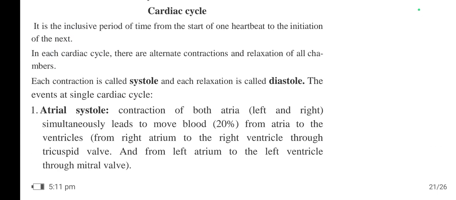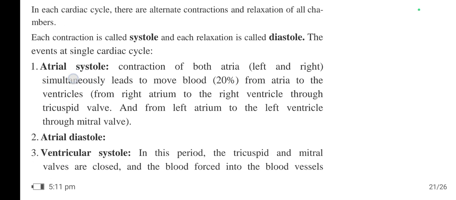What is cardiac cycle? It is the inclusive period of time from the start of one heartbeat to initiation of the next. In each cardiac cycle, there are alternate contractions and relaxations of all chambers. Each contraction is called systole and relaxation is diastole.